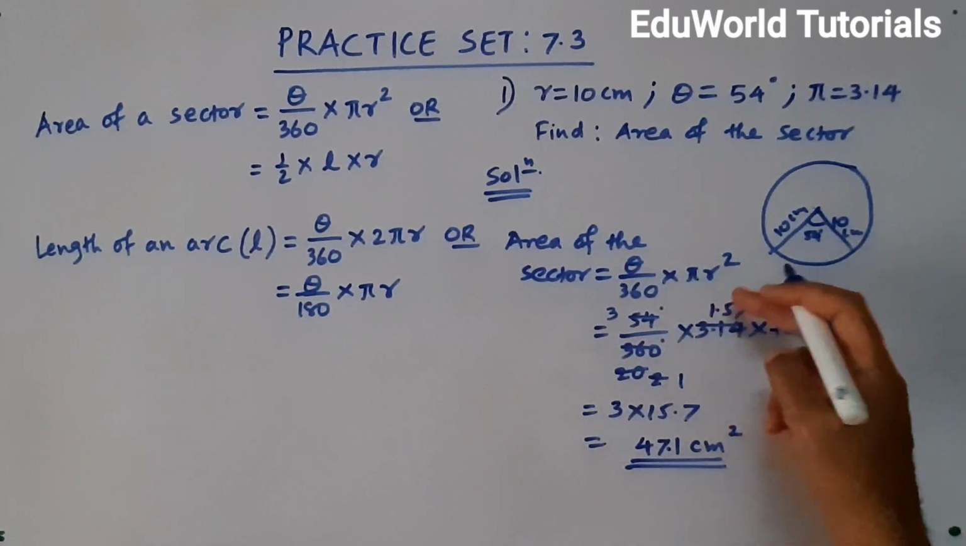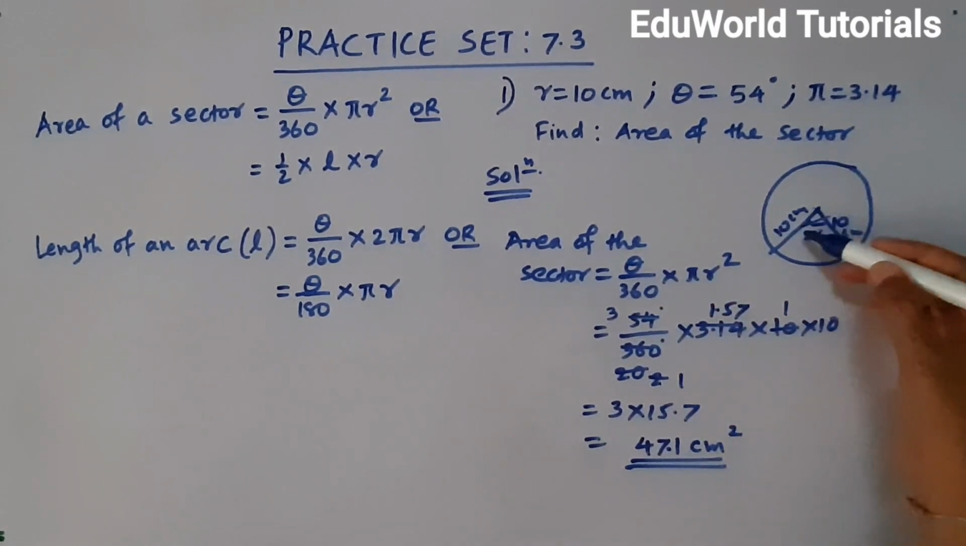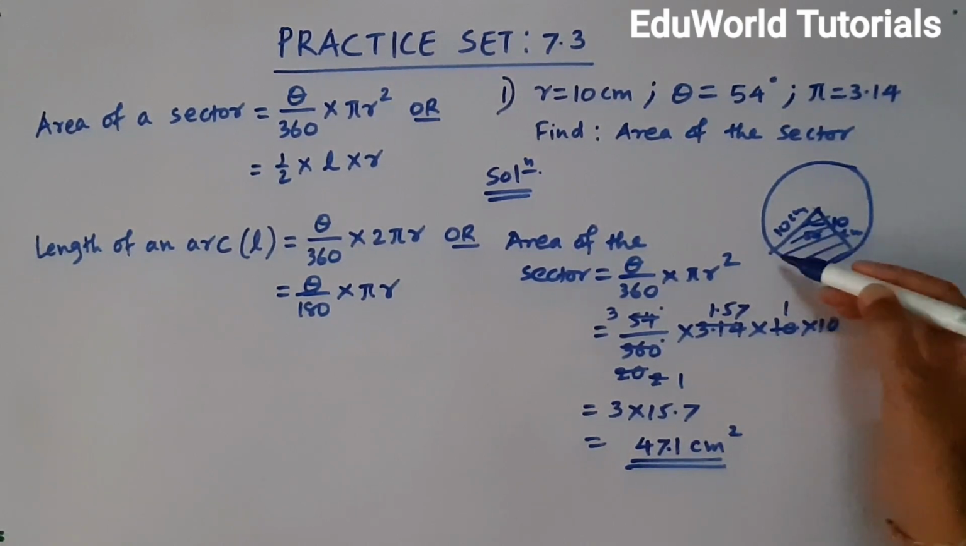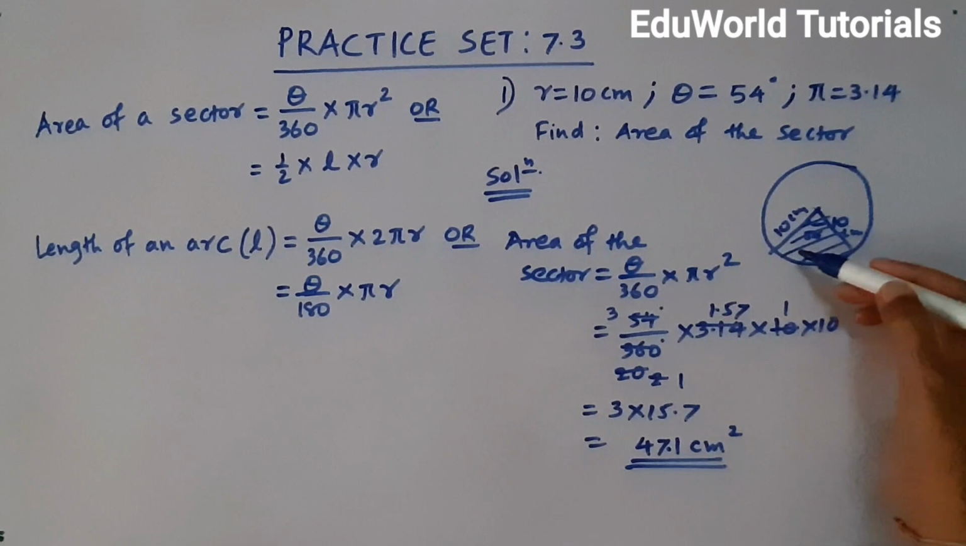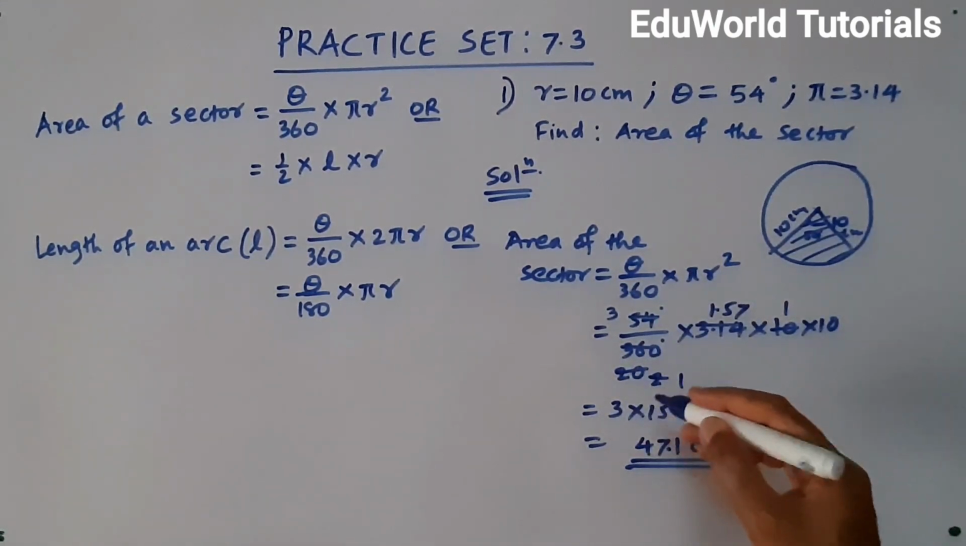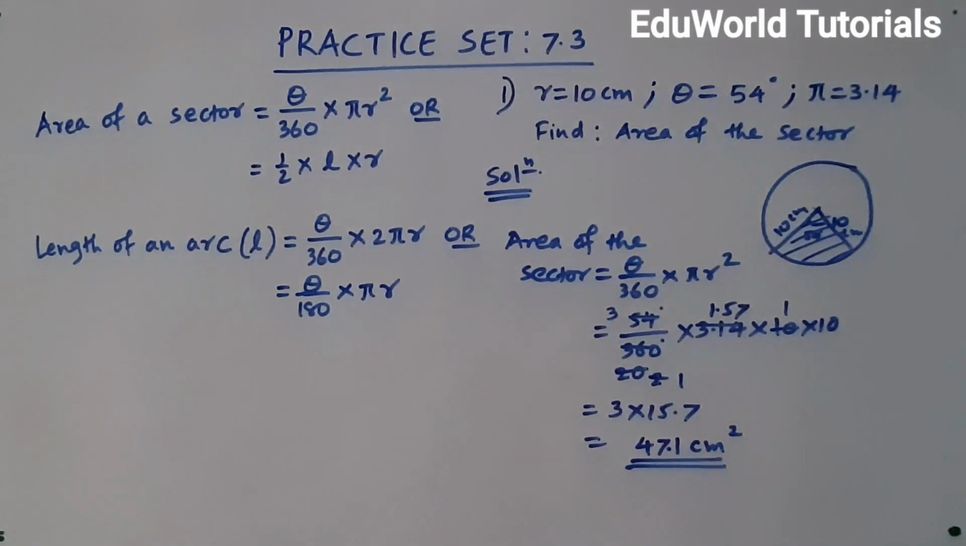Theta by 360 into pi r square. This is the concept of sector of the circle: it is a figure bounded by two radii and the length of the arc, and between the two radii there is a central angle of 54 degrees. Simple sum. Now we are going to do the second sum.